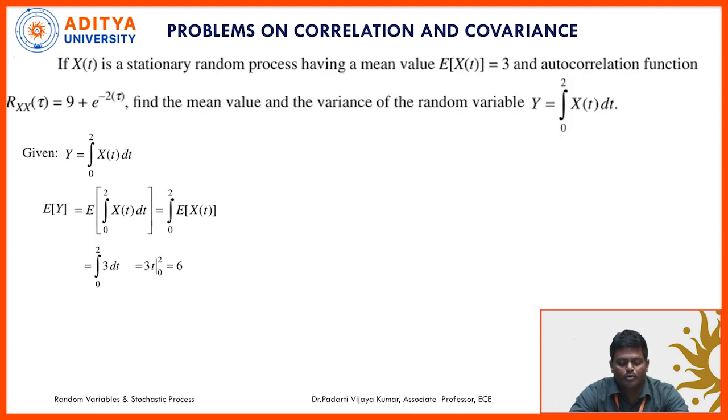And this is one more problem which is related to the mean and variance of a random variable. Expectation of x of t is given, autocorrelation function is given. Now, we need to compute the mean and the variance for a newly formed random variable which is related using the relation y is equal to the integral from 0 to T of x of t dt. So, expectation of y, integrating from 0 to 2, the integration of 3 is 6.